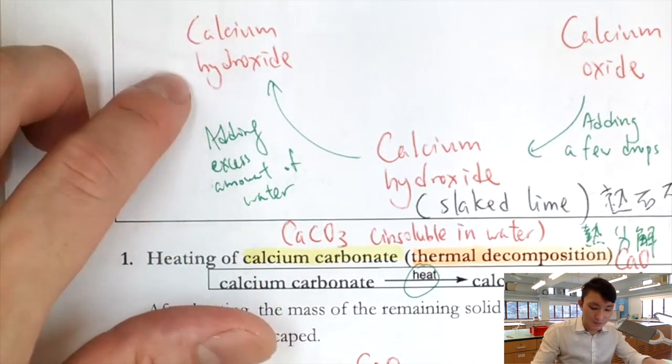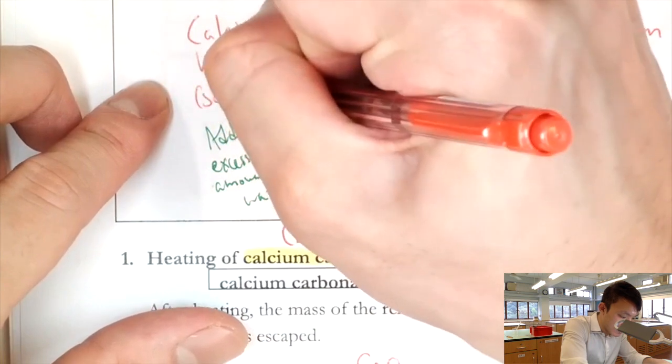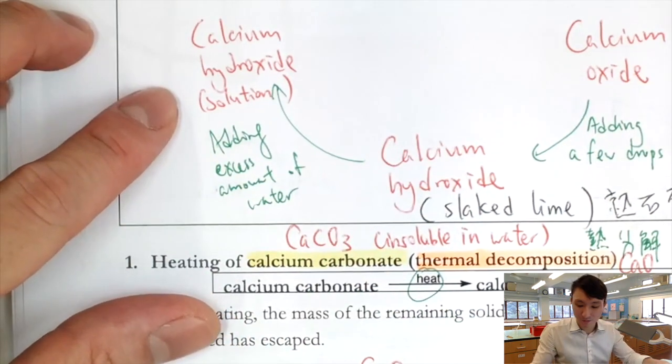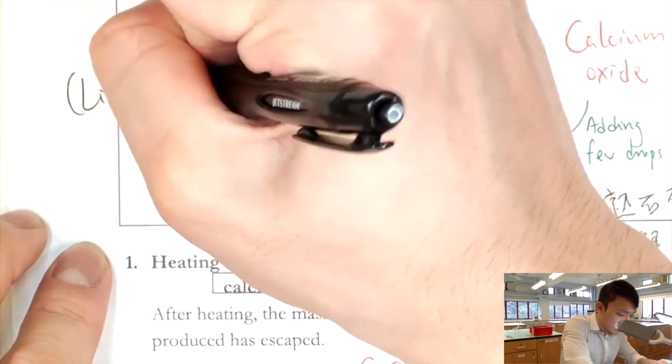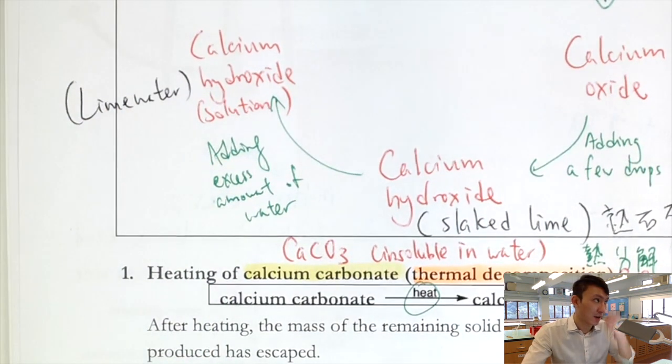But this time it is a calcium hydroxide solution, okay? It is a calcium hydroxide solution because we add a lot of water. So this is called lime water. Lime water is actually the common name for calcium hydroxide solution, okay?